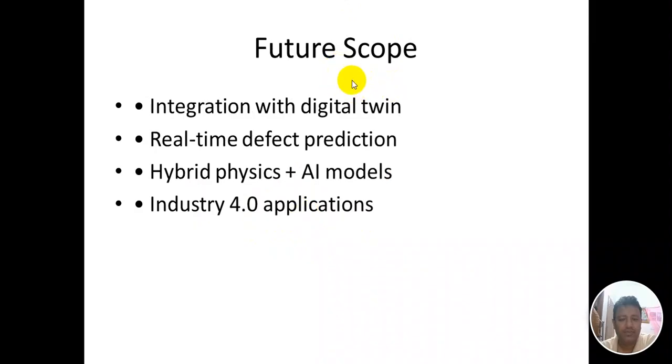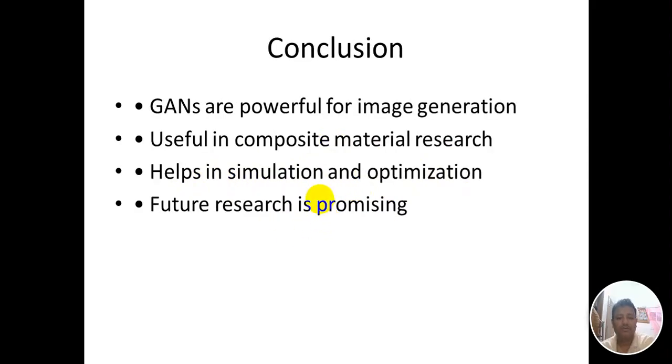Future scope: integration with digital twins for real-time defect prediction, so that when a composite material is made, defects can be identified instantly. Also hybrid physics and AI models, such as physics-based simulations, which have industry applications.